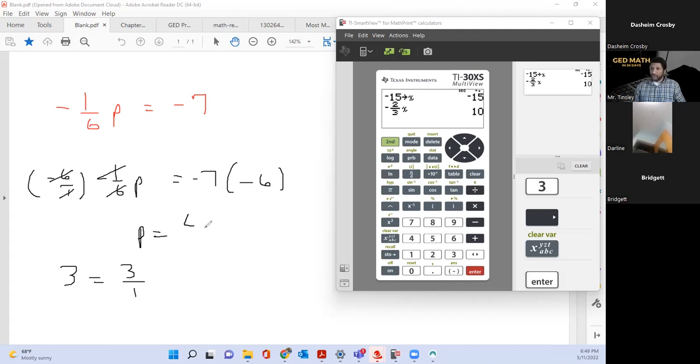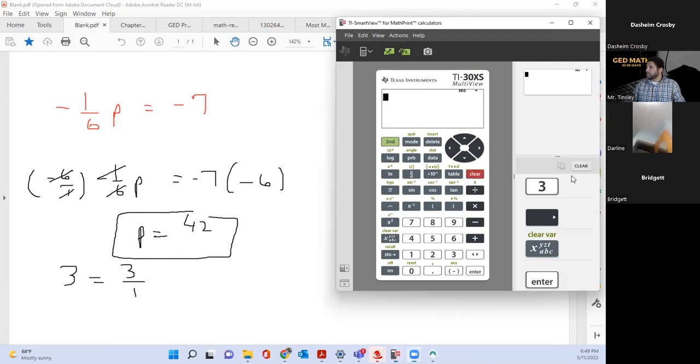42. Now, say if you weren't sure again, you want to use your calculator. So let me clear this out. Okay, I don't have P on my calculator, so I'm going to use X. 42, store X. Enter, -16. Here we use P, but since I don't have P on my calculator, I'm going to use X, and I should get -7 as my answer. Here we go. That's how you check your work.